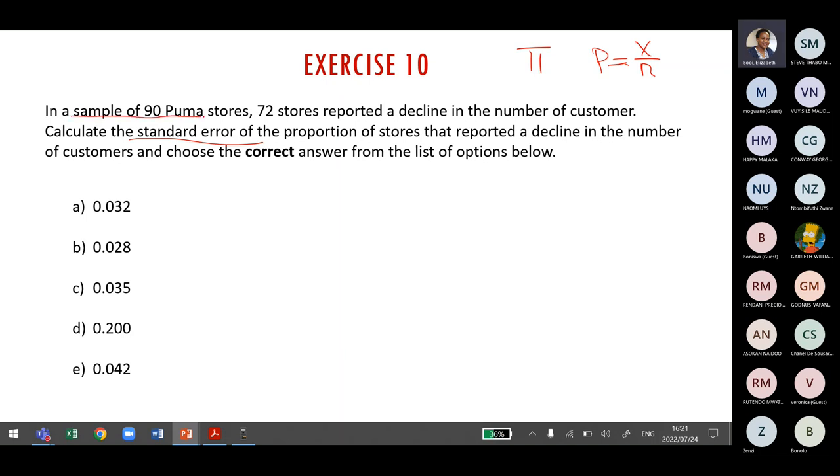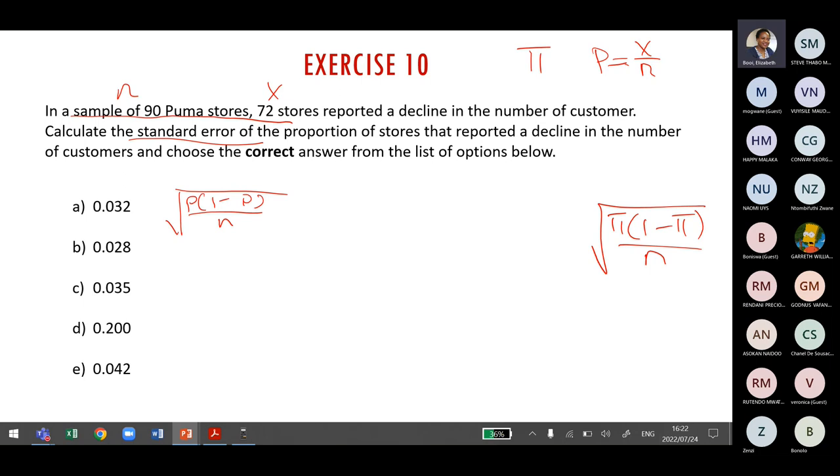Here they're telling you that this is a sample and they're asking you to calculate the standard error. So you're not going to use the population standard deviation to calculate the standard error, because if you have the population proportion, which is the mean, you can calculate it by using this. But because in this question they have given you the sample, you can use n and you can use x.